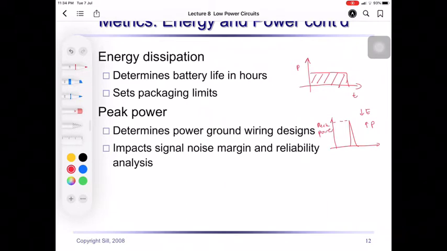The peak power affects the power and ground wiring design. If you have this kind of peak, it means you have to put in better power and ground wiring to remove these peaks. These peaks can also cause signal distortion and affect the noise margin as well as the reliability analysis.